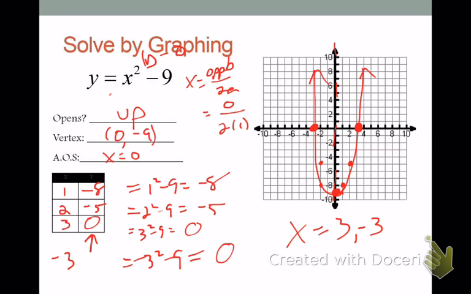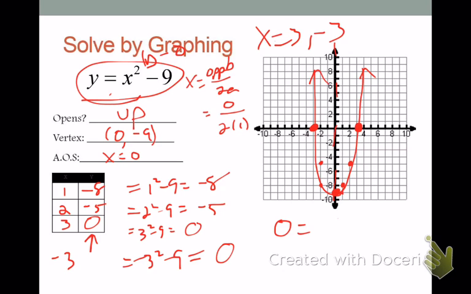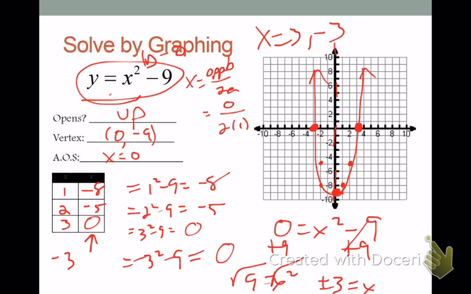So if we were to do that for this function over here, we already know the solutions are 3 and negative 3. So if I didn't want to graph this, if I wanted to use the square root method, then I would take this function and plug in 0 for y. Because again, we're looking for solutions, which are zeros for the functions. We plug in 0 for y, and then we get x squared by itself. To do that, we add 9 to both sides. And so we get 9 equals x squared, and then we square root both sides. And we find out that x is equal to plus or minus 3.